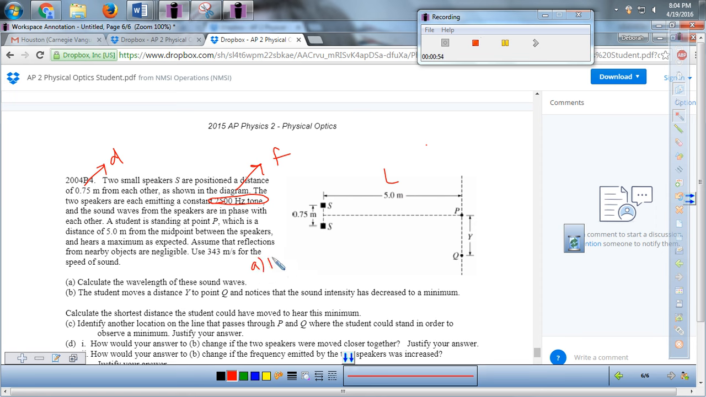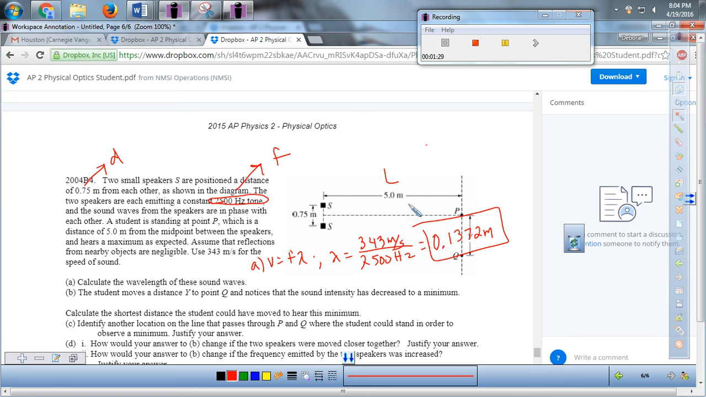Well, the speed of sound is equal to frequency times wavelength. So if we want the wavelength, we're going to take the speed of sound, which is 343, and divide it by the frequency, which they told us was 2500 hertz, and get our wavelength. And when I did that, I got a wavelength of 0.1372 meters. So there's our wavelength for our sound.